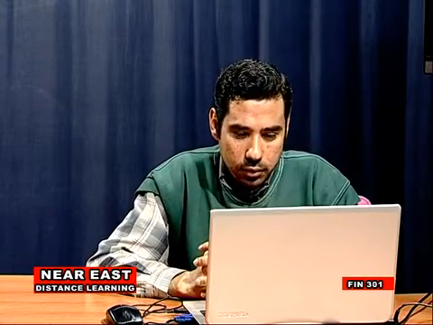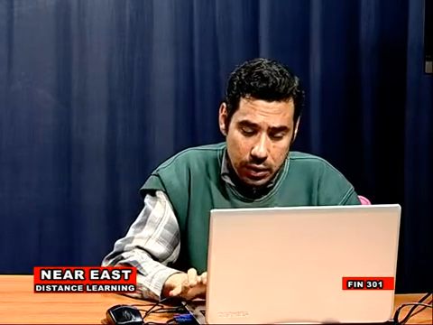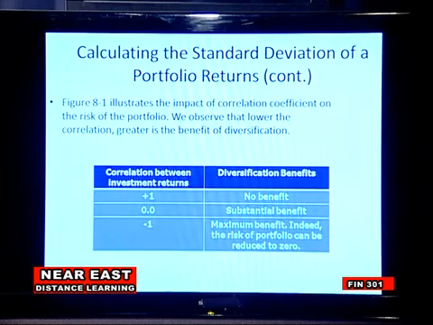For comparison, if the correlation coefficient was -1, the standard deviation will be 0. If the correlation coefficient goes to 1, the standard deviation will be 20%. While if the correlation coefficient is 0, the standard deviation will be 14%. That means with a low correlation coefficient, we will get maximum benefits. While if the correlation between the investments is plus 1, the diversification benefit will be no benefit. While if the correlation between investment returns is 0, that will be a substantial benefit.